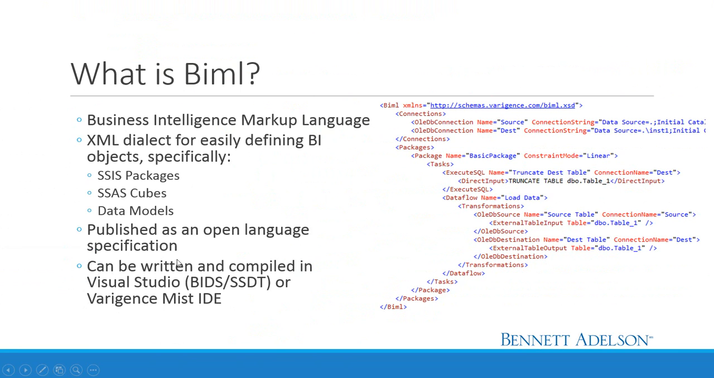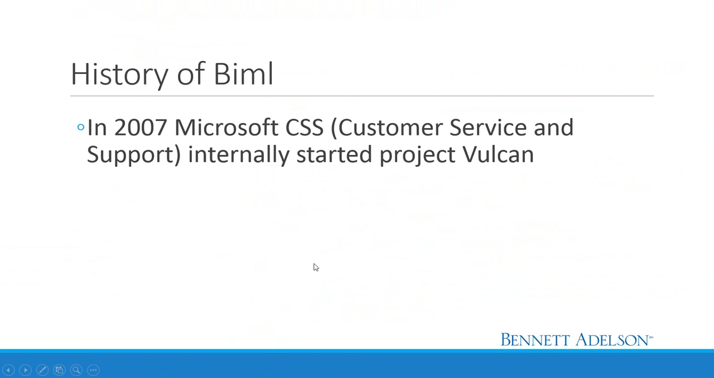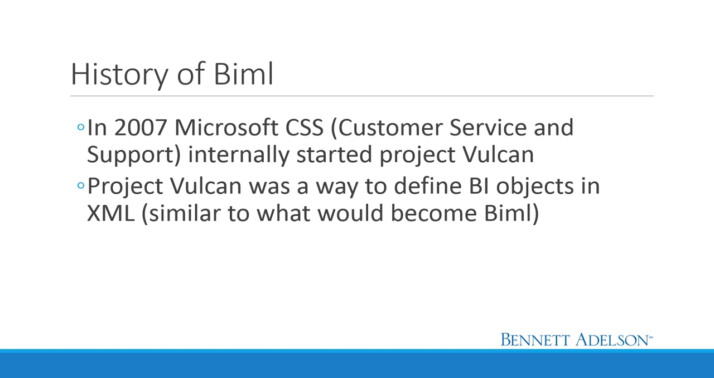So, bit of background of Biml. Early 2007, Microsoft CSS, their customer service and support, internally started Project Vulcan. I think, wasn't it Austin Powers that had Project Vulcan? I'm sure it's in a lot of things. It's like they just chose the most generic name they could think of. Project Vulcan. Why not? What was happening was they had a lot of business intelligence artifacts they were helping customers out with, and they needed a common way to define it. So Project Vulcan was a way to define these business intelligence objects in XML. Now this is not Biml, but this is similar to what would become Biml. I'll explain why in a second.